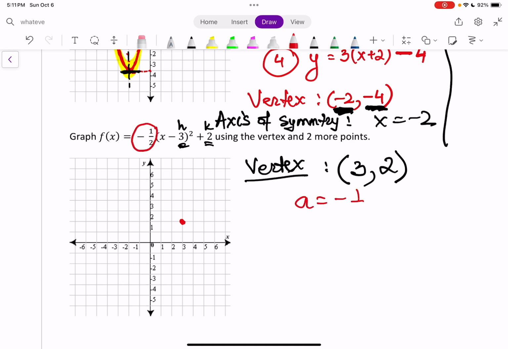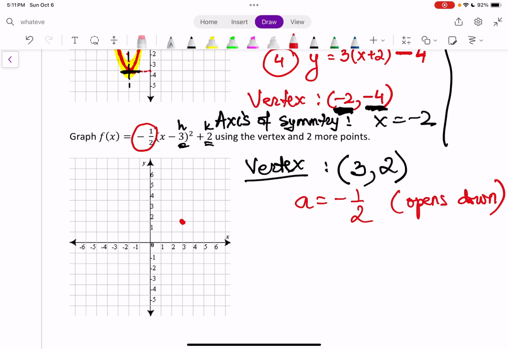Now, the fact that A is -1/2 simply means the parabola opens down, because A is a negative value. And because of all the transformations, somewhere we would have had to flip the parabola about the x-axis. But it just says you just use 2 more points, right?